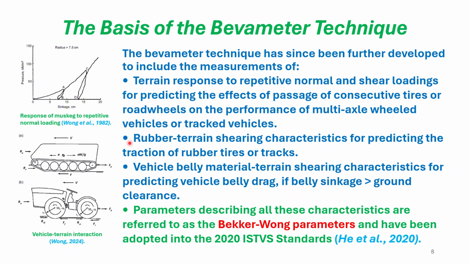The second measurement is the rubber terrain shearing characteristics. This is for predicting the traction of rubber tires or rubber tracks. The third measurement is the vehicle belly material terrain shearing characteristics. This is for predicting vehicle belly drag if the belly sinkage is greater than ground clearance. This will occur if the vehicle operates on a very soft terrain, such as deep, fresh snow on a frozen ground.